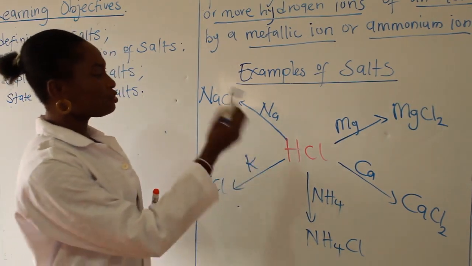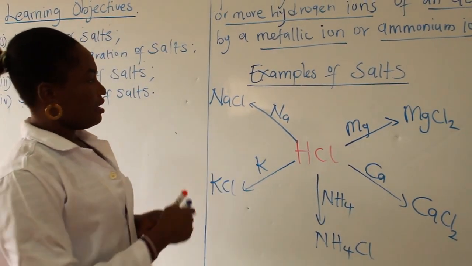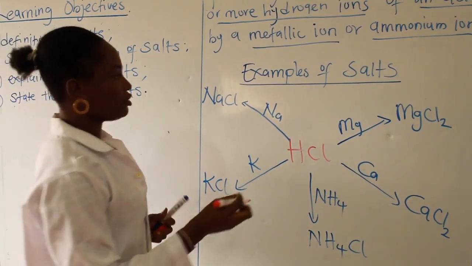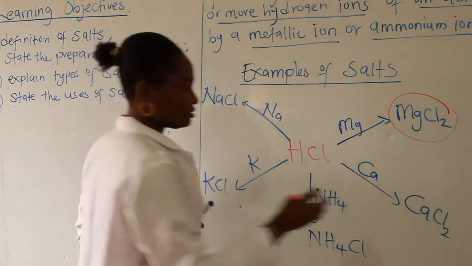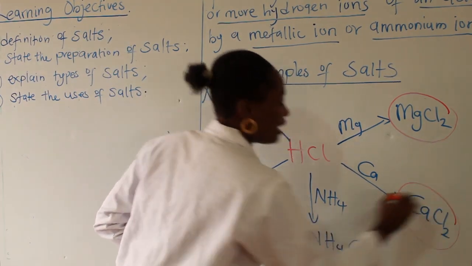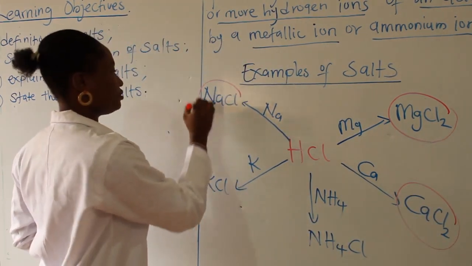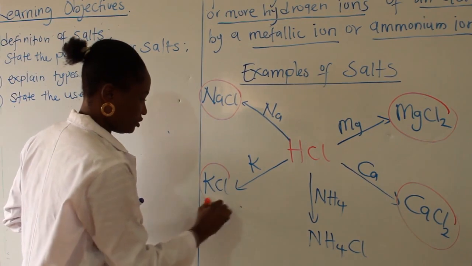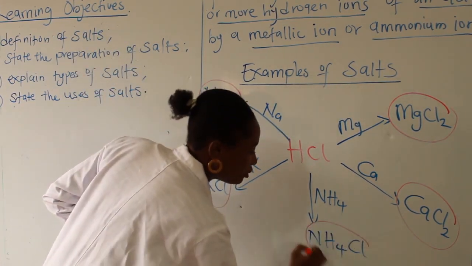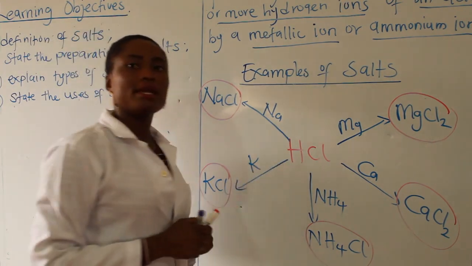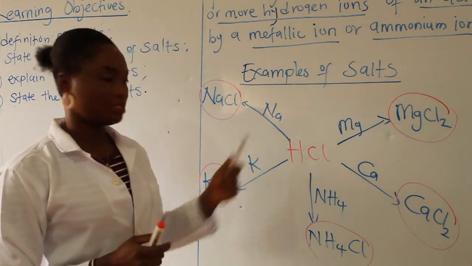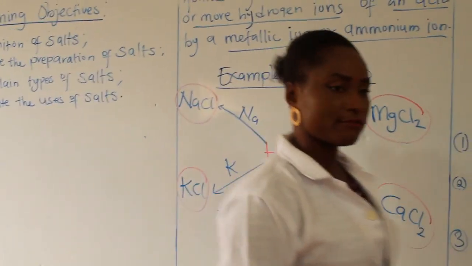So we've been able to get about 5 different salts: magnesium chloride, calcium chloride, sodium chloride, potassium chloride, and ammonium chloride, all gotten from this acid HCl. So these are the examples of salt.